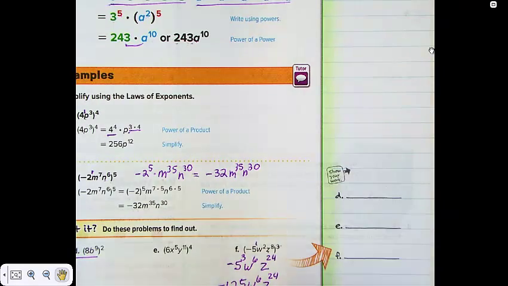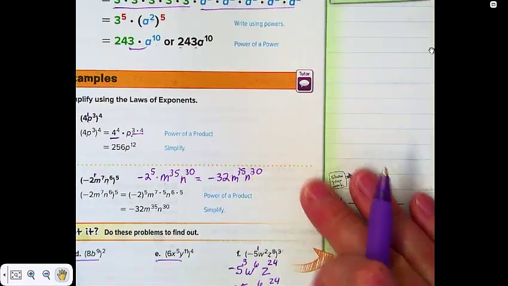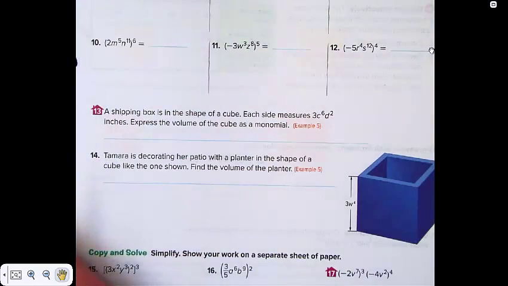Okay? So I want you to do D and E on your own. Put those answers out to the side. Go over this. Anything you need to watch again, feel free to do so.